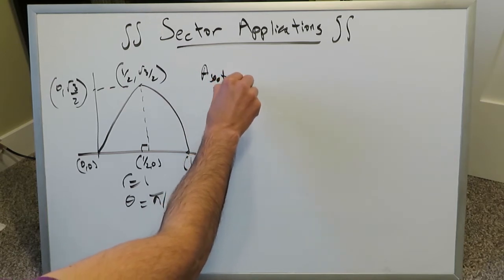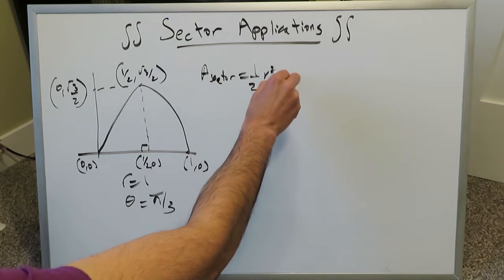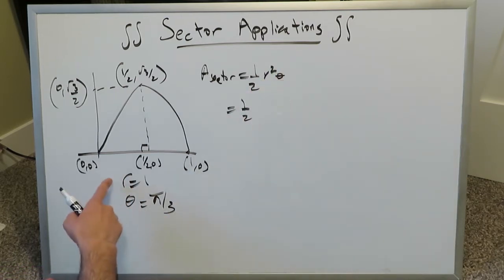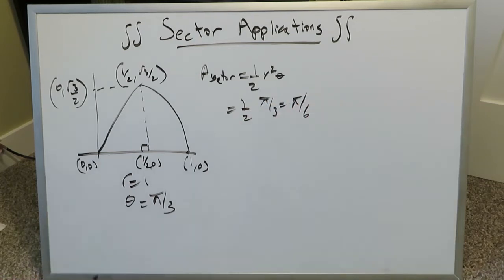And how could we very easily do it? Just by using the formula for area of a sector, half r squared theta, and we know it's half times r squared, which is just a 1, meaningless here, times pi over 3, and we get pi over 6. What we want to look at in this video is the numerical determination of this area of the sector using integral calculus. And that's why we're calling it a sector application.